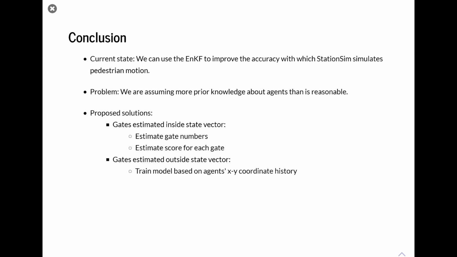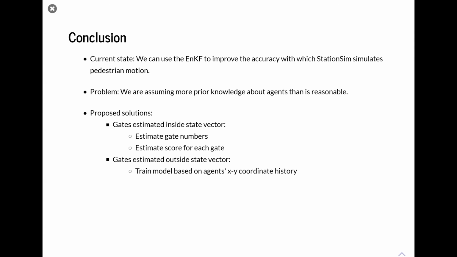So I think I'm probably going to round up around now. At the moment, the current state is that we've got this EnKF. It improves the accuracy with which StationSim simulates the pedestrian motion. It outperforms our baseline. The problem is that we're assuming some prior knowledge here that's probably not reasonable. So we have these kinds of issues around not knowing the gate number for each of the agents, which is a categorical. We don't necessarily know the speed.